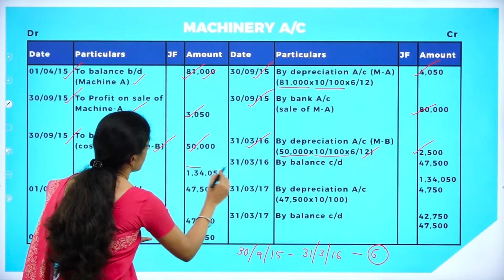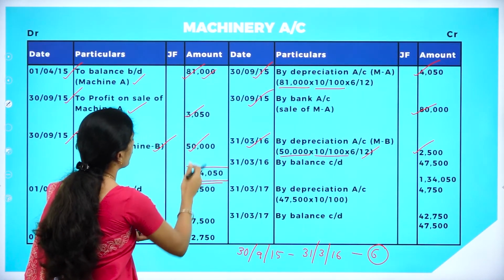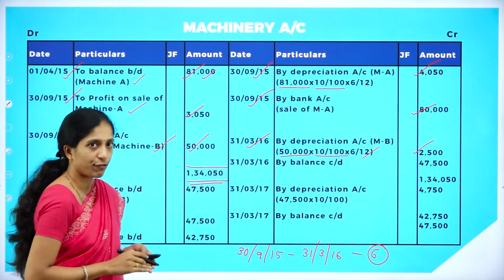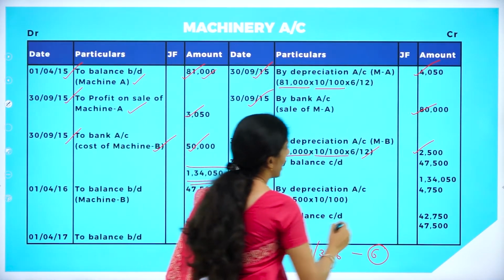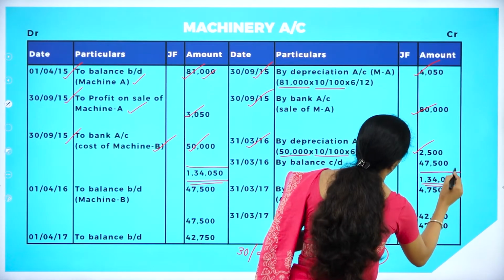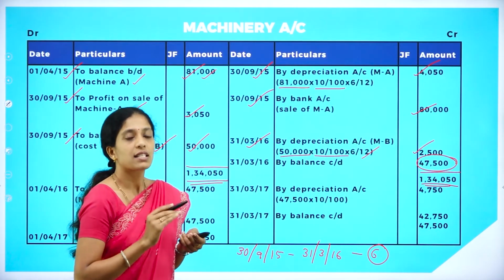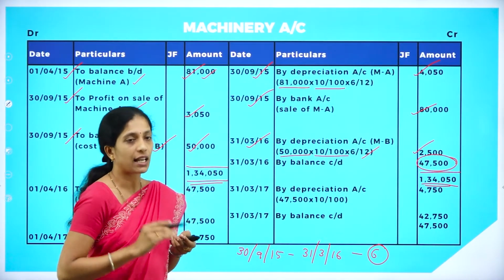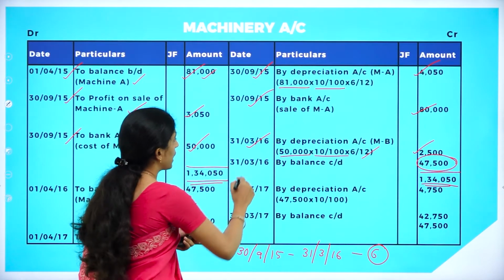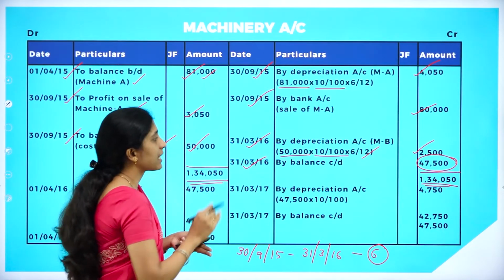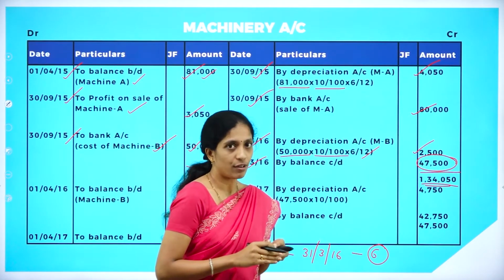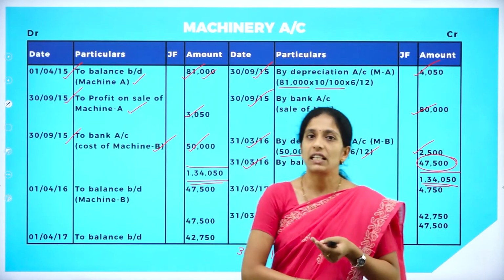Now balance both sides. In the debit side, the total will be 1,34,050, whereas in the credit side, we get a balancing figure of 47,500. What is this? This is the balance carried down for the next year. So 31st-3/2016 by balance carried down 47,500. Hope you are clear with the third year.